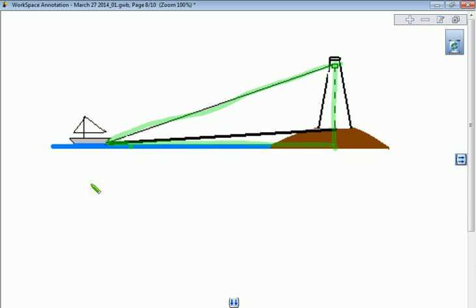Alright, so we got a big green one. And so let's draw that. Got the big green one.